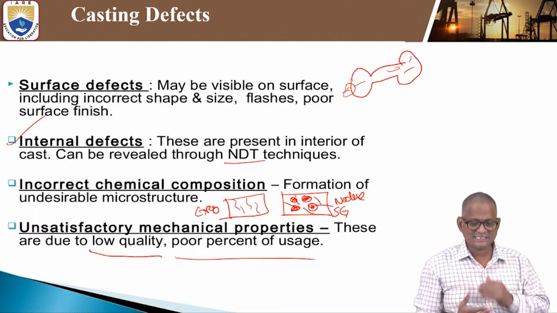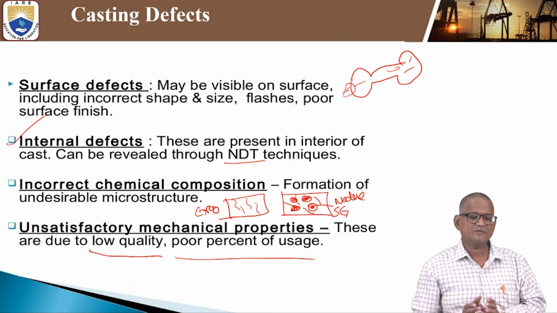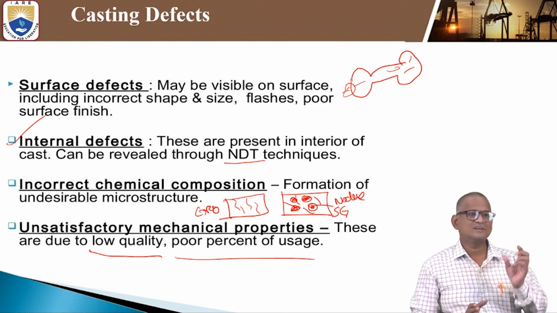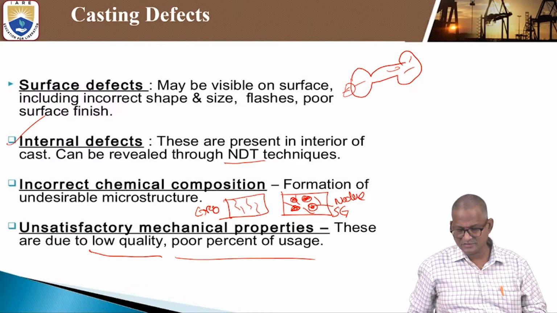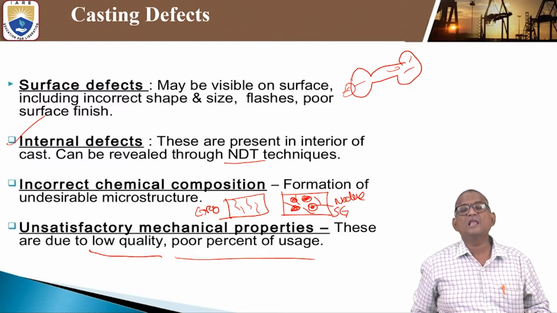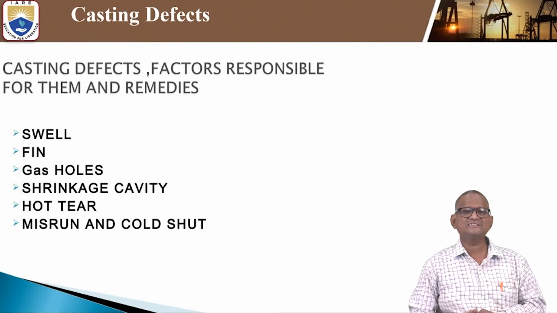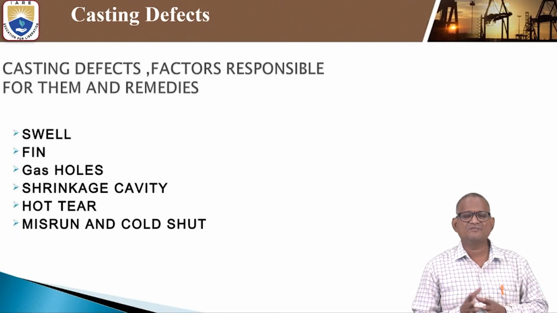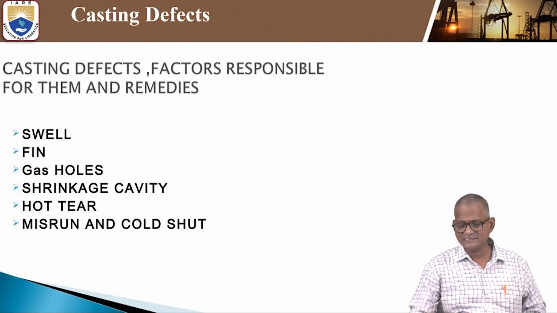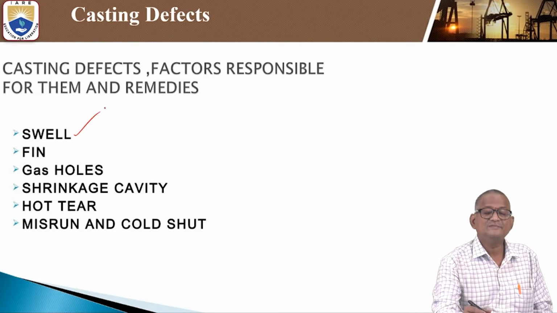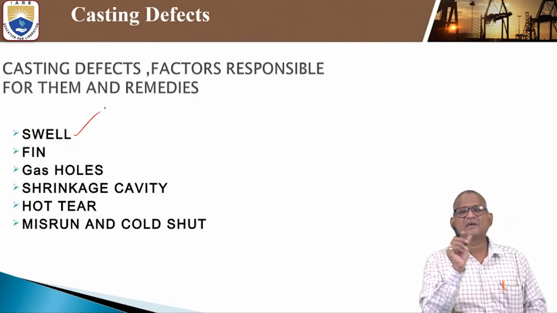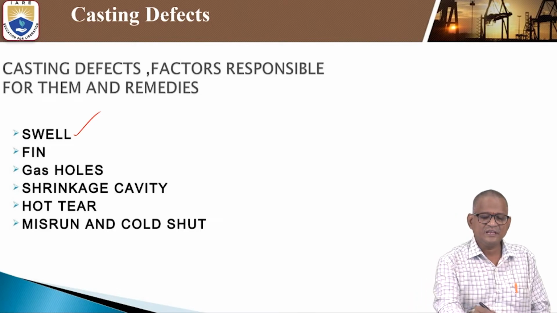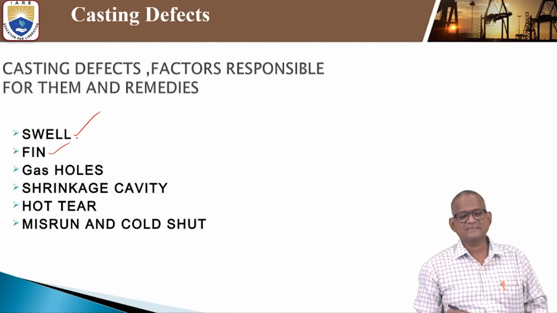Now let us discuss one by one what the different types of defects are, what the causes are, and how you will remedy them. This can also be explained with the help of a cause and effect diagram. These are some major casting defects which occur while performing the sand casting process, some factors responsible for them, and the remedies. Let us see what is meant by a swell. Swell is one type of casting defect, and fin is another type of casting defect.